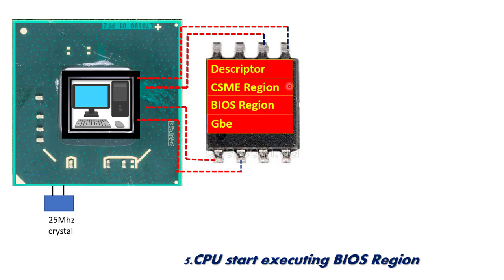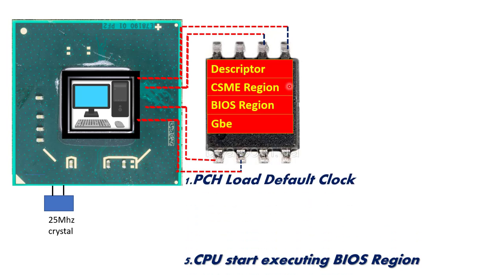So these are the regions, and the next region is called the PDR region. When we start the laptop, one screen appears, a logo appears, and that logo is basically stored in the PDR region.